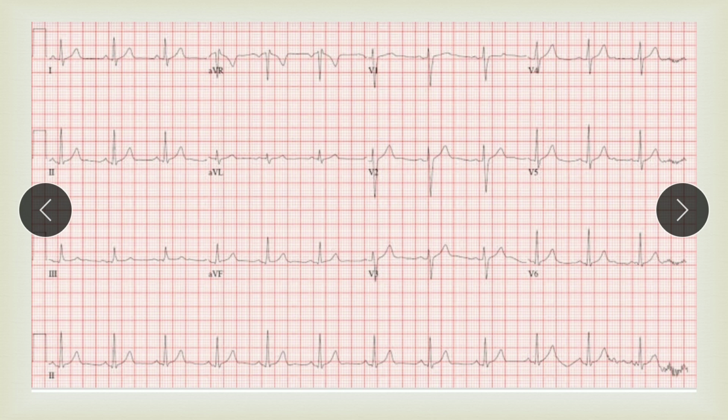And the transition usually occurs in V3 and V4. Transition is the zone where R and S more or less equal each other. Next, the axis will be normal, that is lead 1 will show a positive QRS complex and aVF also will show a positive QRS complex, and in aVR all the waves will be negative. These are the findings in a normal ECG.